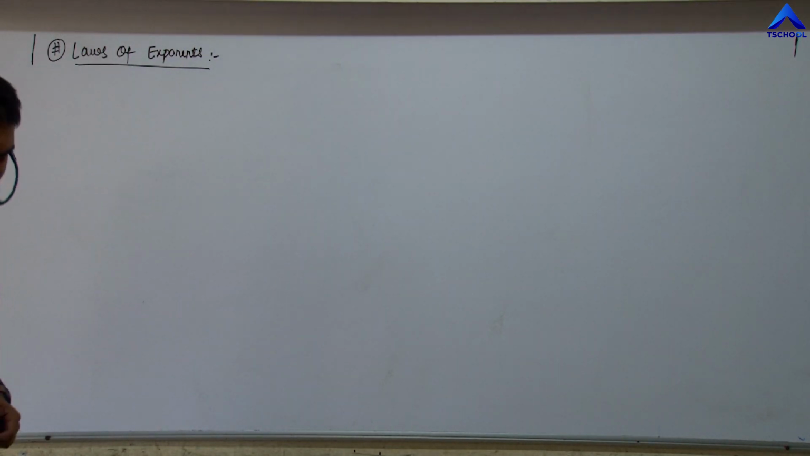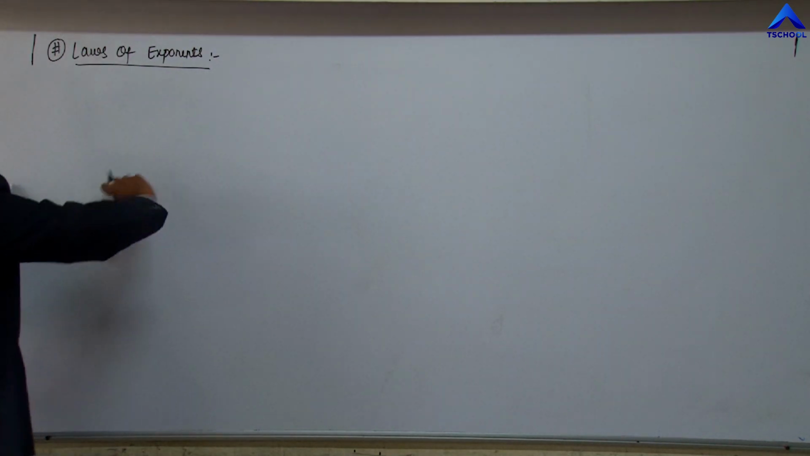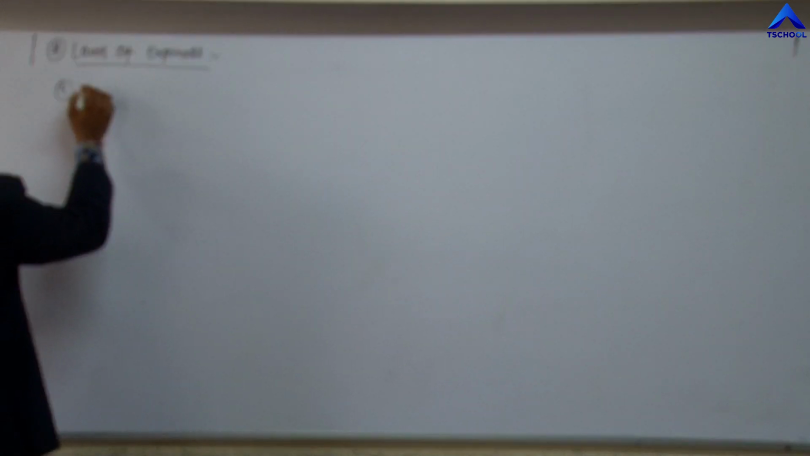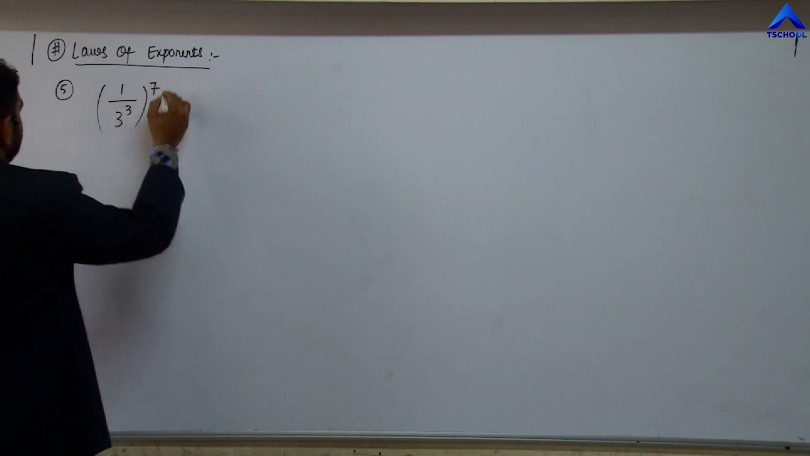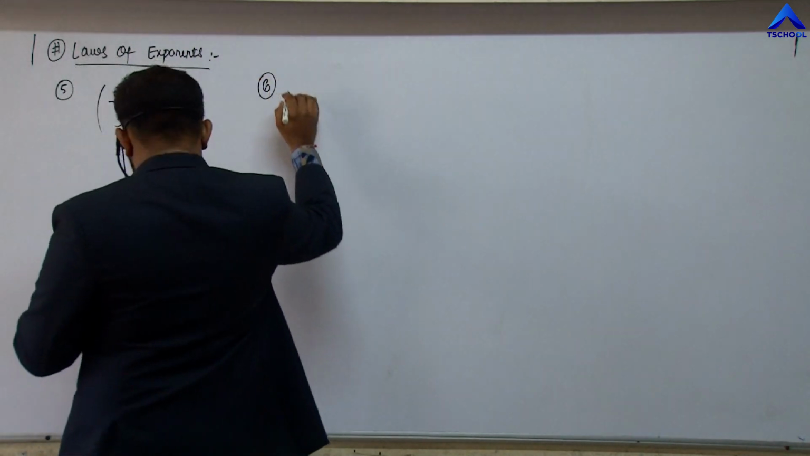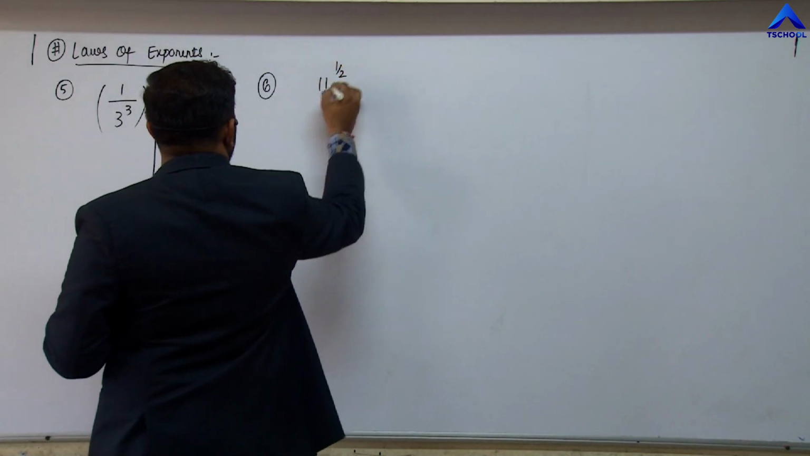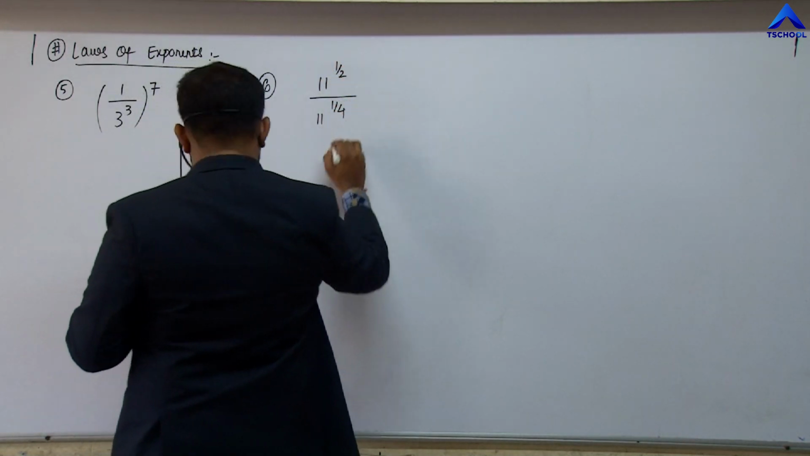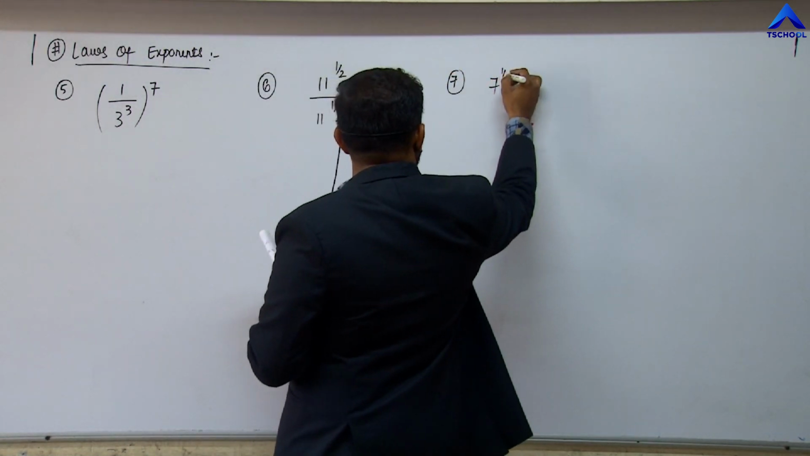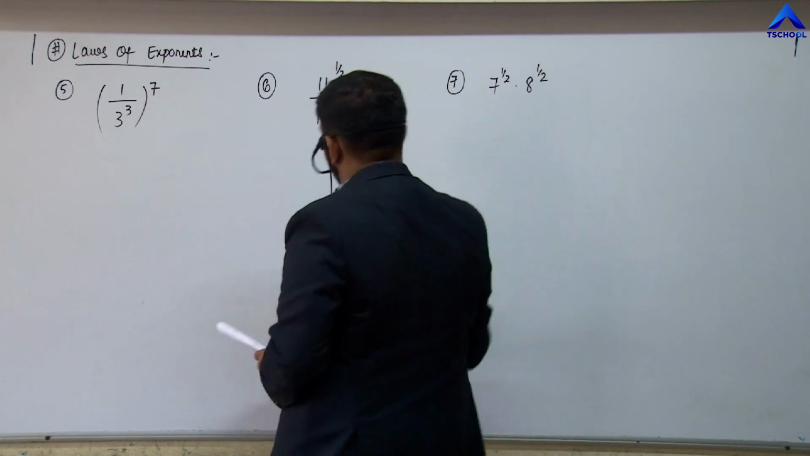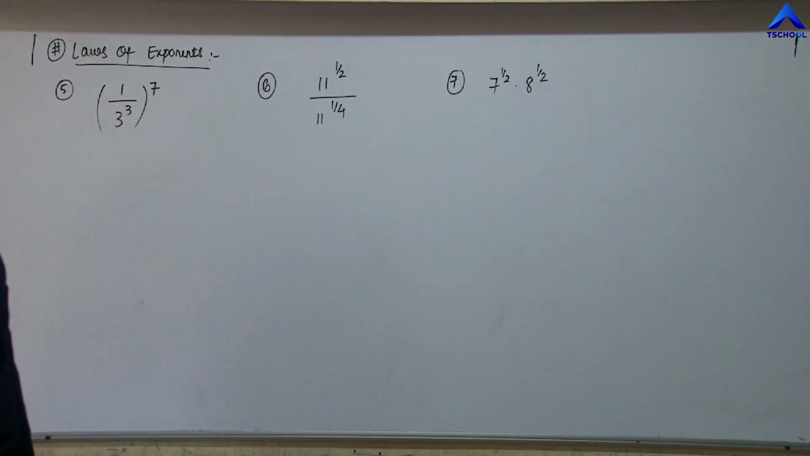Okay. Now friends, let us discuss one or two of the same kind. The fifth one, that is 1 upon 3 raised to 3 whole raised to 7. Sixth one, that is 11 raised to 1 upon 2 upon 11 raised to 1 upon 4. And the seventh one, that is 7 raised to 1 upon 2 and 8 raised to 1 upon 2. Note that friends, here the questions are of the same kind, but the fifth one is somewhat of a different kind.